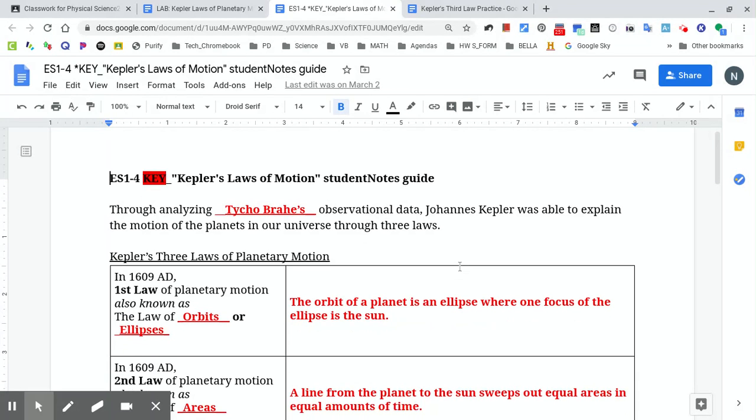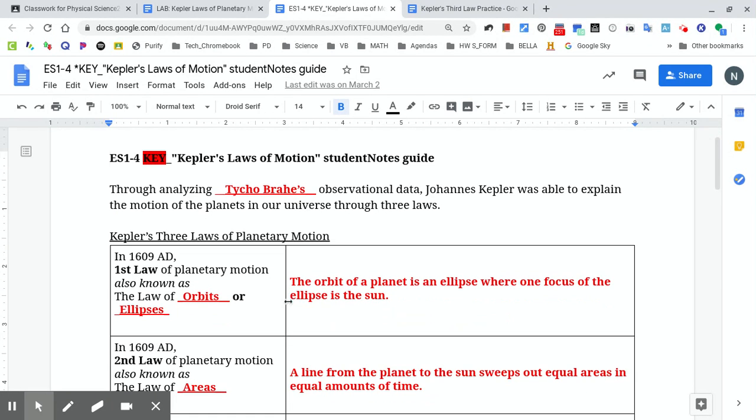The first law that you should have seen was where we created the ellipses. In 1609, the first law is known as the law of orbits, or ellipses. Just keep that in mind. I usually say the law of ellipses, or orbits, whichever is easier for you to think of.